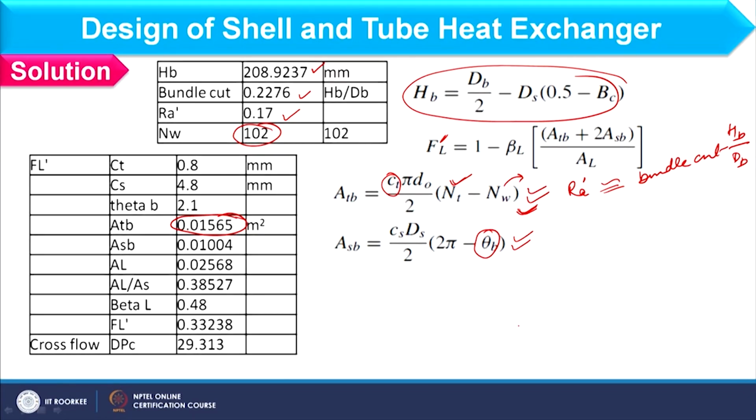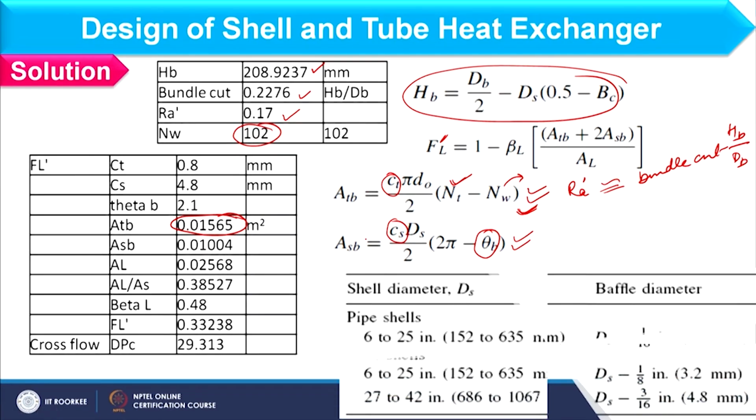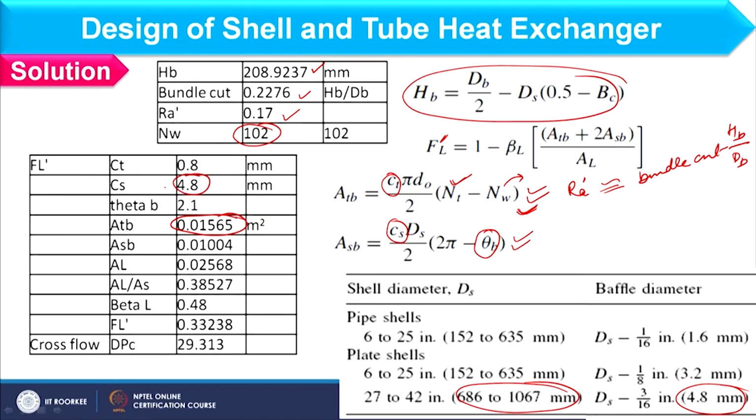And further I have to find out ASB, and for that theta B value should be seen from the graph. Along with this CS is also required. Okay. So what should be the CS value? For that we should consider this table where the diameter is 1000, so which will fall in this range. Okay. And if I consider CS value, this should be the CS value, right. So in this case CS value should be 4.8.